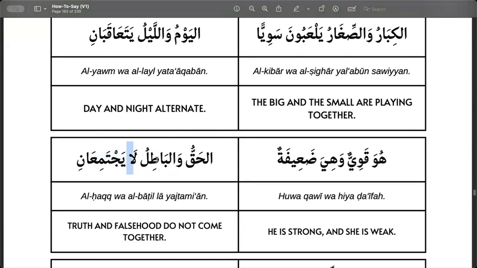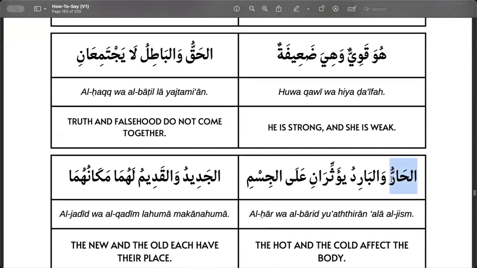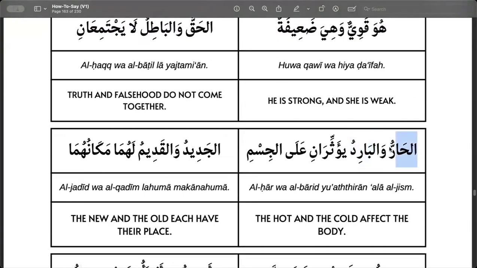الحار, hot. What's the opposite? البارد. الحار والبارد, the hot and the cold. يؤثران, same thing. This is a verb referring to two things, so we put the alif and noon. It affects على الجسم, the body. الحار والبارد يؤثران على الجسم. The hot and the cold affect the body.